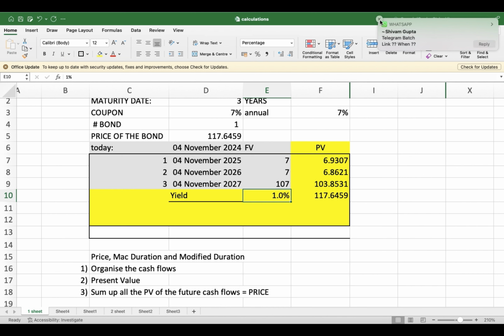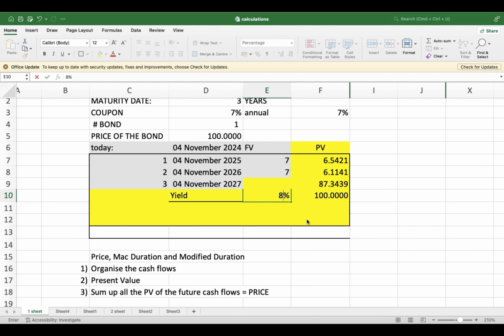All right, keep making some gains. Let's look at what's the alternative. Now instead of 7, let's come back to 7. And suppose the yield goes to 8%. The price of the bond becomes negative from the perspective of the par value. So it started trading at a discount.